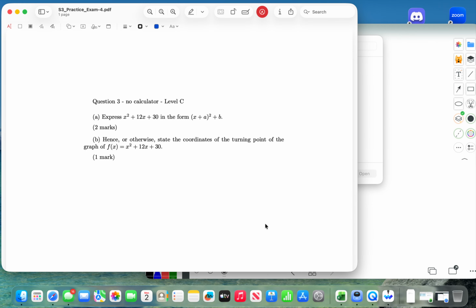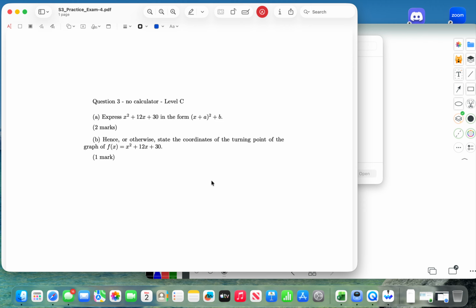So this is question 3, and again, there's no calculator in this question. It's one of the most simple ones, and so let's take a look at it. Now, pause the video if you want to attempt it first, but we have to express x squared plus 12x plus 30 in the form x plus a all squared plus b, and that is 2 marks.